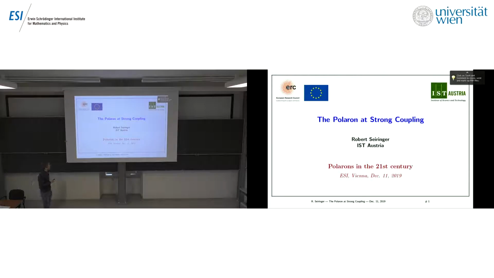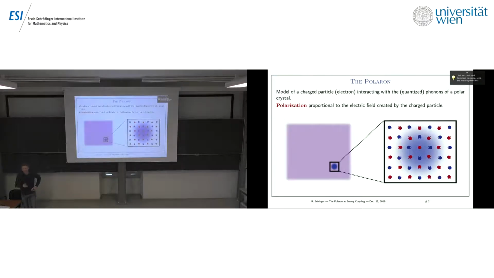I think it fits the theme of the workshop, certainly, because the problem is really a 20th century problem, but the solution had to wait for the 21st century. So I will talk about some recent results in the direction of the mathematical analysis of the Fröhlich polaron model. The first slide I can probably skip in this audience, right?